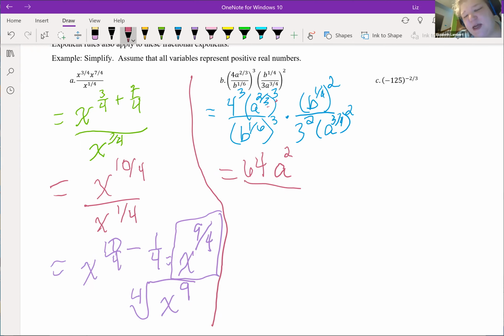On the bottom, we get some nice interaction. b to the 1/6 to the third, 1/6 times 3 would be 3/6, which reduces to 1/2. So the bottom is now b to the 1/2. Now our other fraction, b to the 1/4 to the second. 1/4 times 2 is 2/4 or 1/2. Hey, look, b to the 1/2 on the top and bottom. Woohoo! It would help if I write 1/2. So those are going to cancel in our next step. But for now, we're just doing one thing at a time.